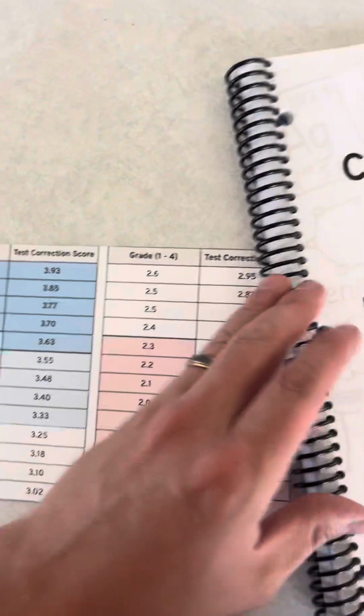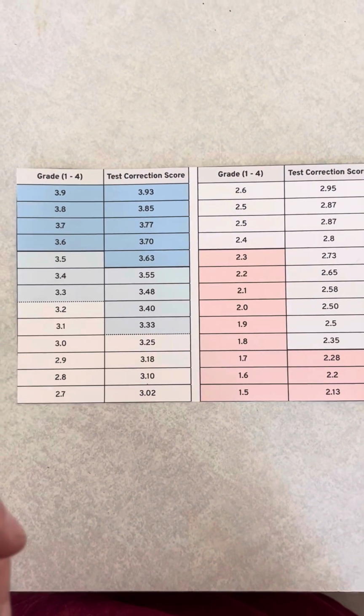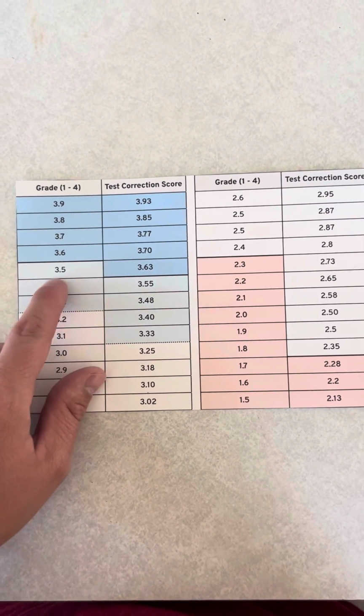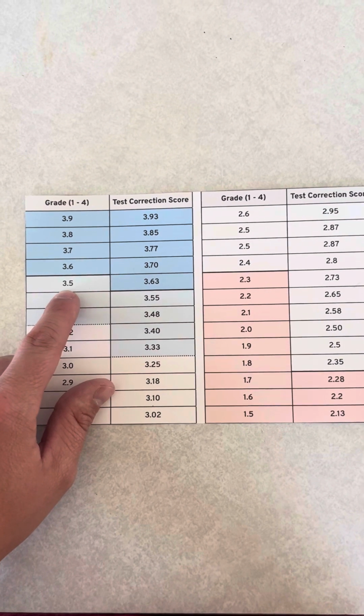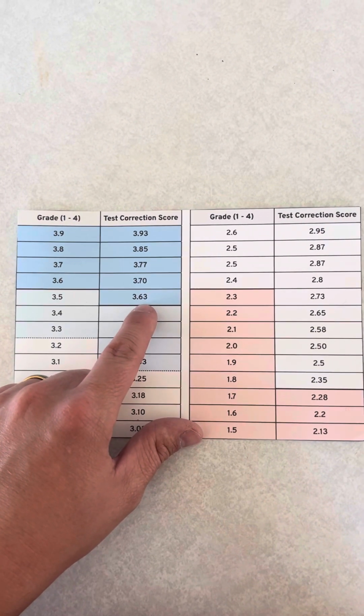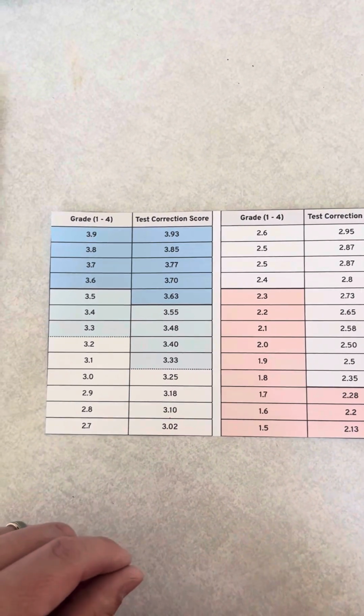I have a rubric for grading, like for corrections, like this one, and it helps me see where kids are. So if someone got a 3.2 on the test, they're going to be at an A-. But if they do a correction, they'll be in the dark blue, meaning they got an A. So it helps me know where kids are, and I can quickly give them correction points.